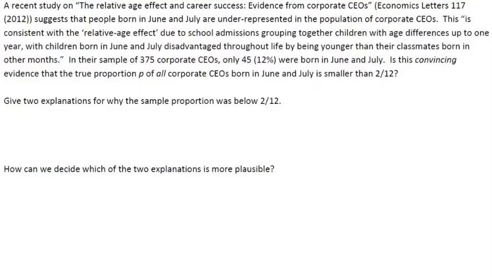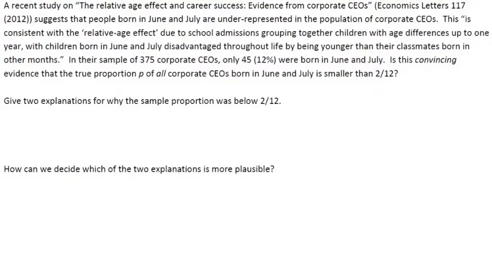Basically, they define the cutoff, and children that are really young and close to that cutoff might be at a disadvantage. In their sample of 375 corporate CEOs, only 45, which would be 12% of those, were born in June and July. Is this convincing evidence that the true proportion, p, of all corporate CEOs born in June and July is smaller than 2 out of 12?